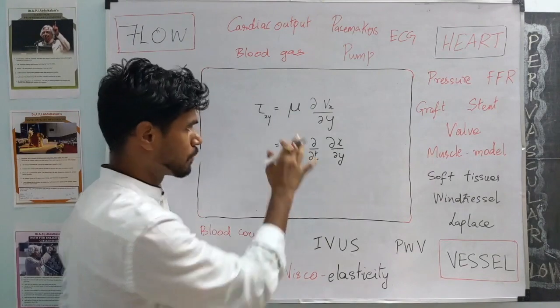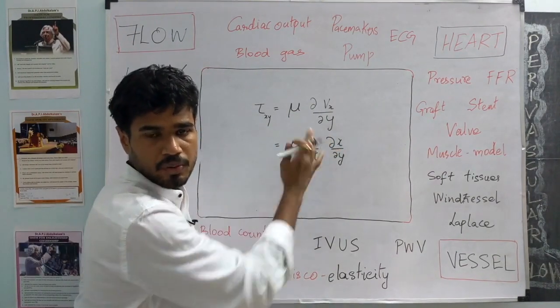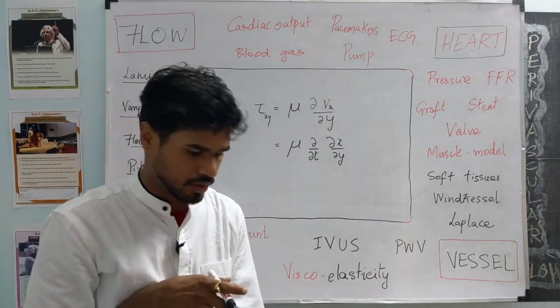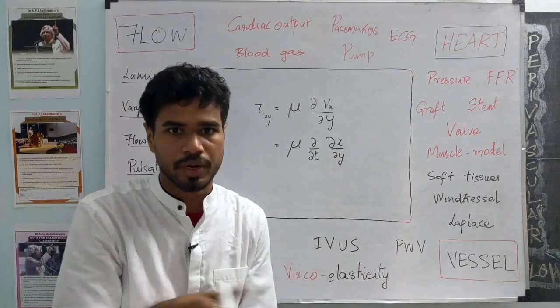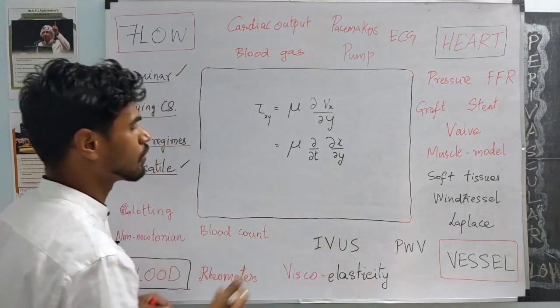Viscosity is essentially the proportionality constant between shear stress and the gradient of velocity. If the viscosity is too high, like honey, it's going to be difficult to shear the fluid. If it's like water, viscosity is very less, and it's going to be very easy to shear the fluid.